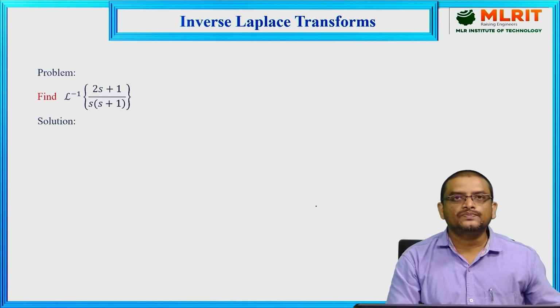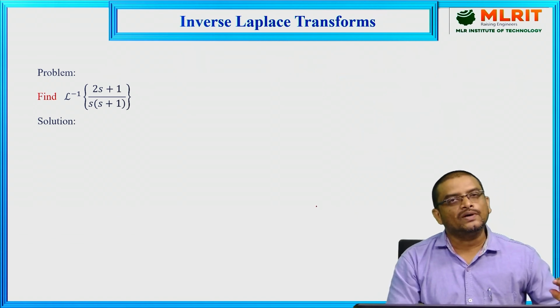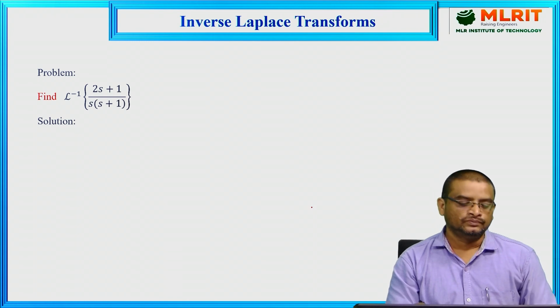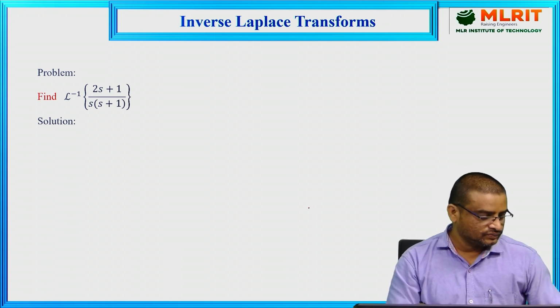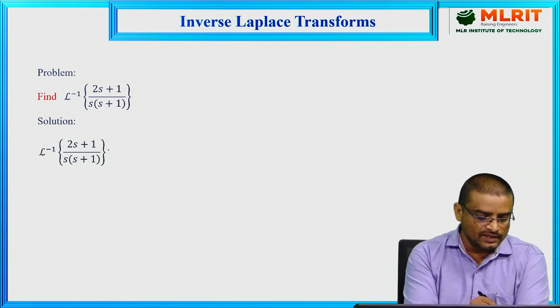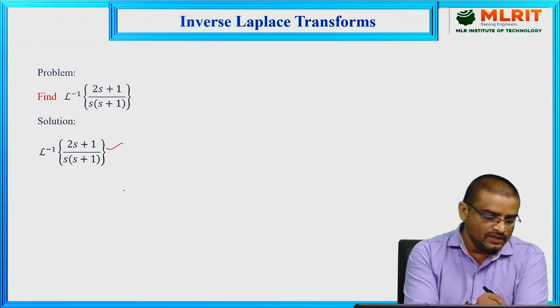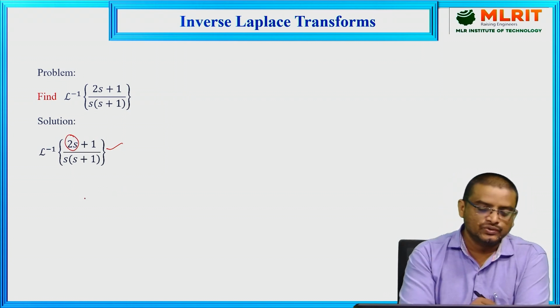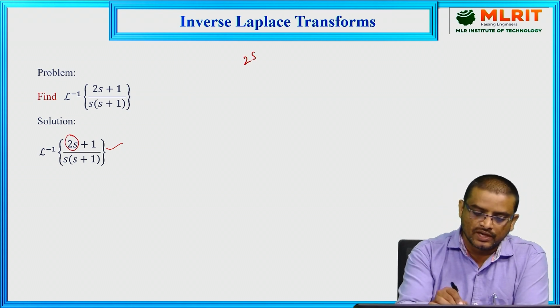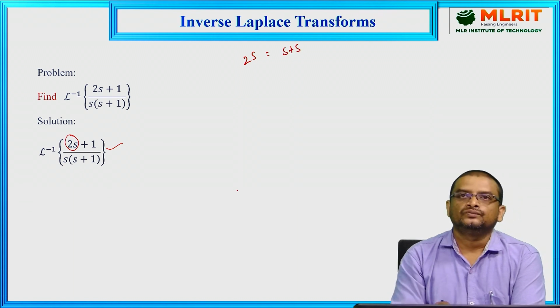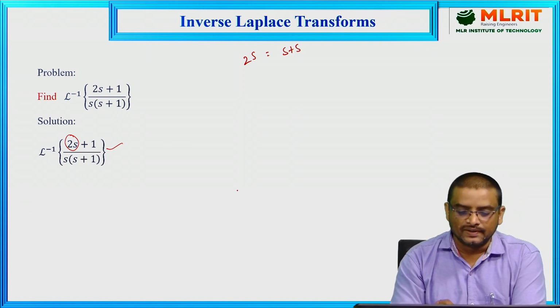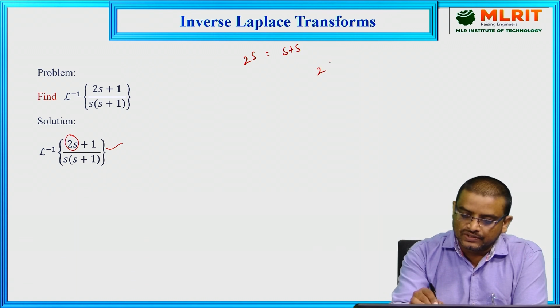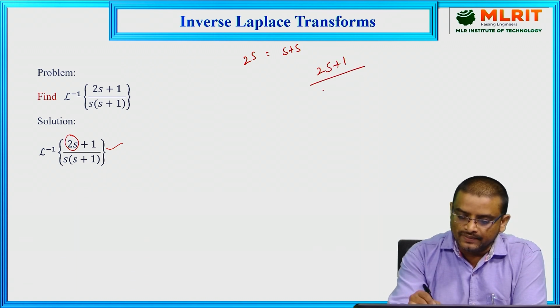So for this purpose, I want to go for another option. This is the function he has given. Now in the numerator we are having 2s. So I want to convert the 2s as s plus s. This is another option I am having. Suppose if we take 2s plus 1 by s of s plus 1. Now let us take 2s.